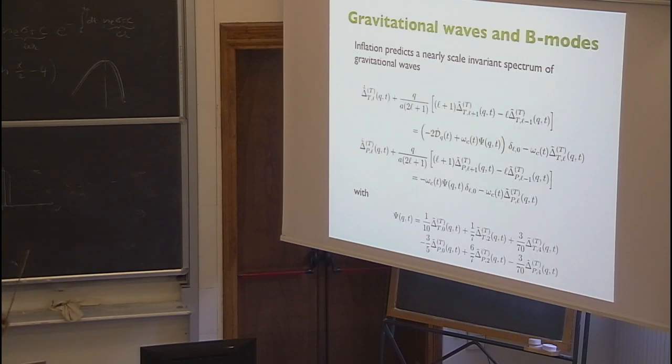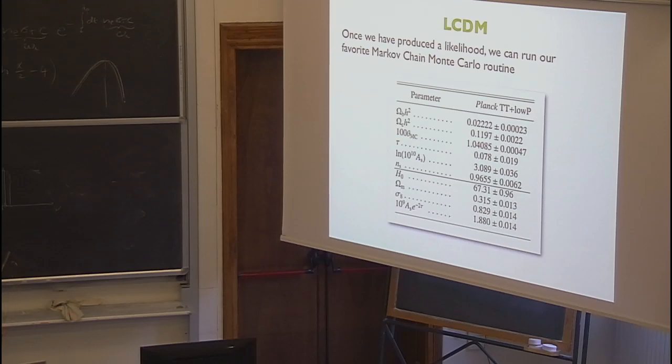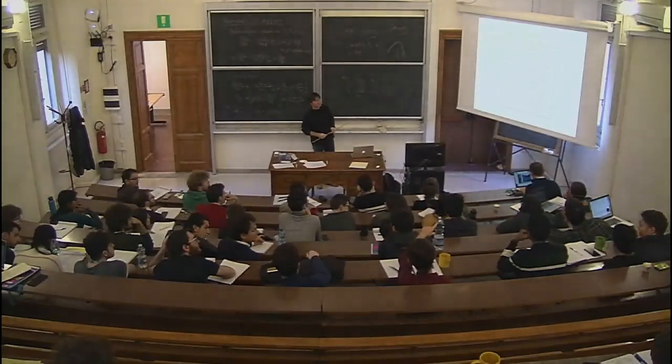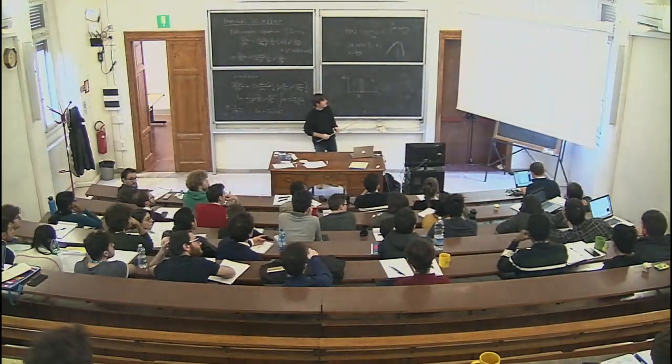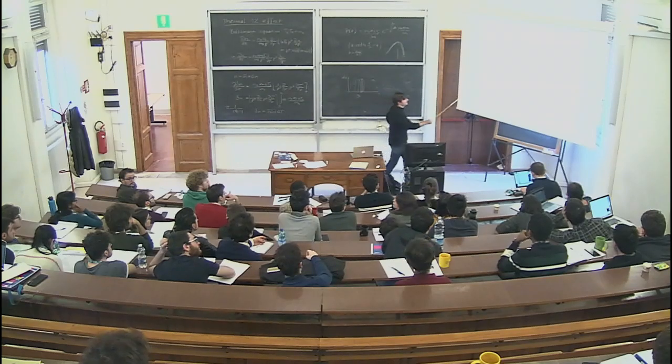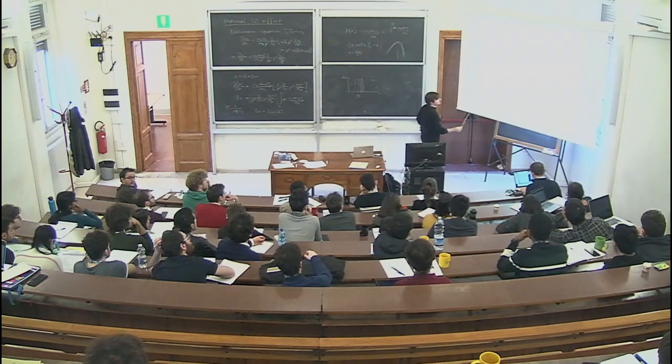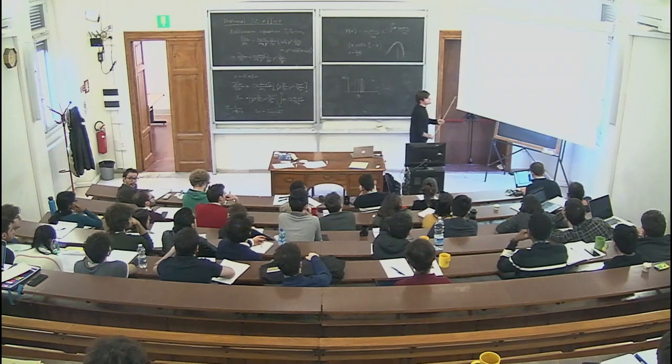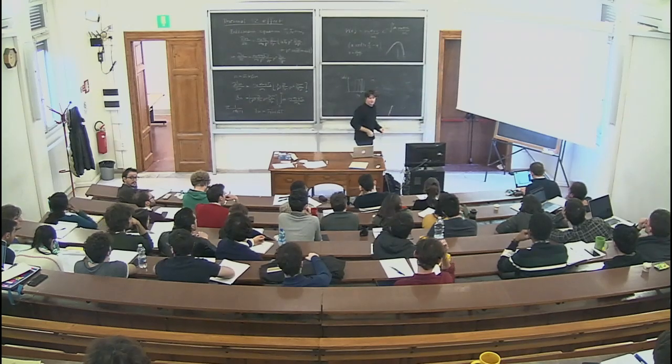So that's what it looks like in practice. Are there any questions about these parts? Yeah? What is that beta? This is essentially the peak positions. So this is the angular scale of the peaks.